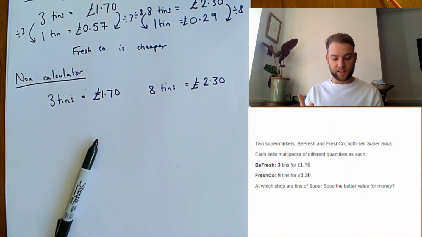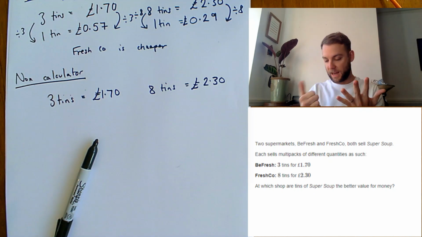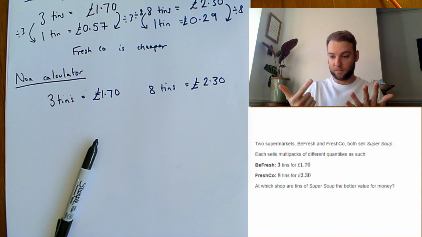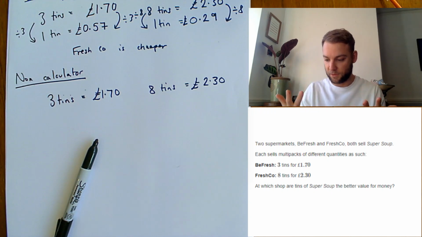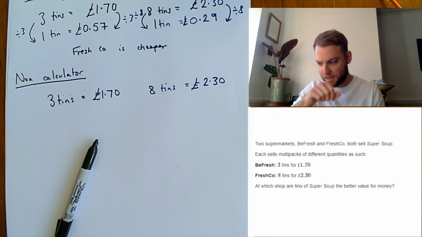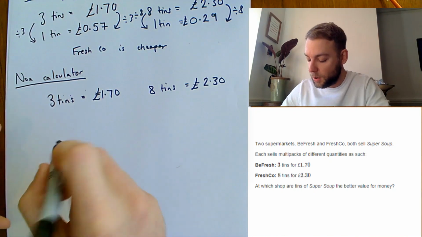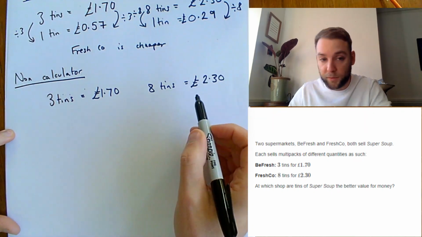So you've got to do your 3 times table. So 3, 6, 9, 12, 15, 18, 21, 24. Okay, I'm going to stop there. And 8 is going to be 8, 16, 24. Okay, so they both go into 24. So that's the lowest common multiple of both of these.